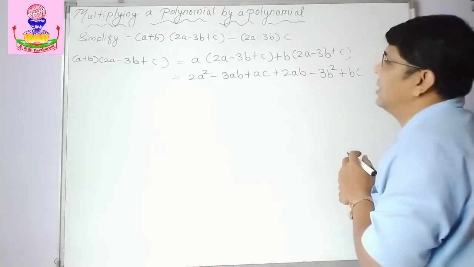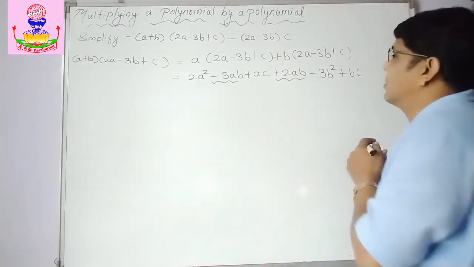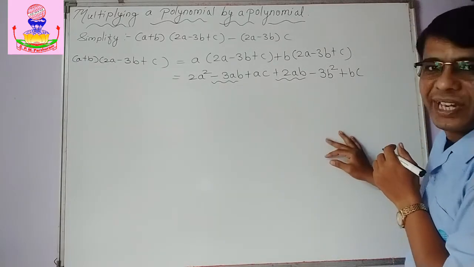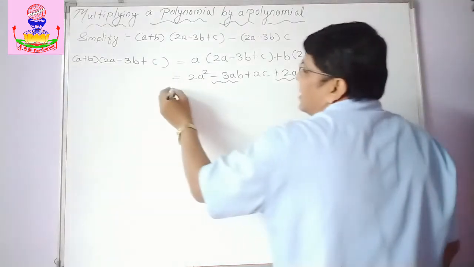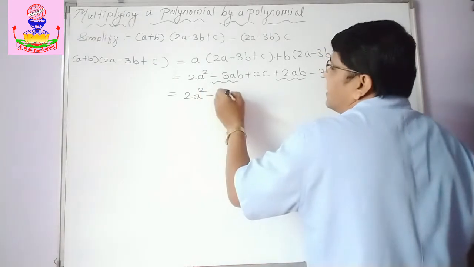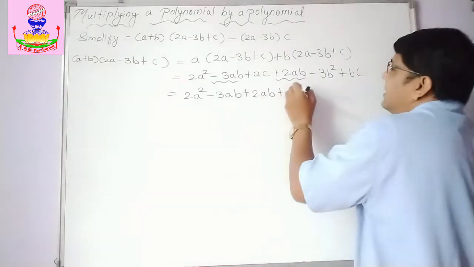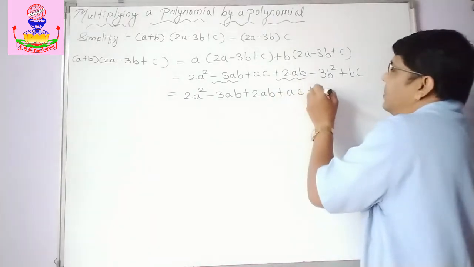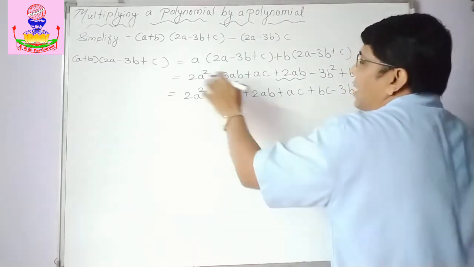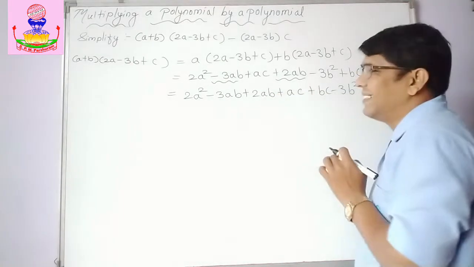Now find out the similar terms. So minus 3ab plus 2ab, they are the similar terms. Okay, so bring them together along with their signs. So 2a square minus 3ab plus 2ab plus ac plus bc minus 3b square. Okay, count 1, 2, 3, 4, 5, 6.